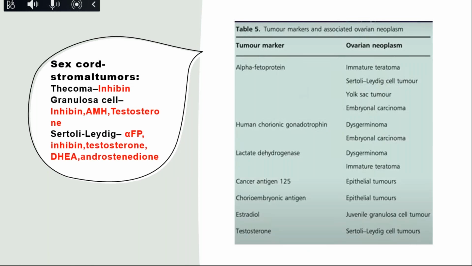Okay, so this is again the tumor markers. You have to remember that in case of thecoma, the raised tumor marker is inhibin. In case of granulosa cell tumor: inhibin, AMH, testosterone. Sertoli-Leydig cell tumor: alpha-fetoprotein, inhibin, testosterone, dehydroepiandrosterone, androstenedione. I want to mention that in sex cord stromal tumors, there is a rise of testosterone and androgen. That's why the patient presents accordingly with masculine features.